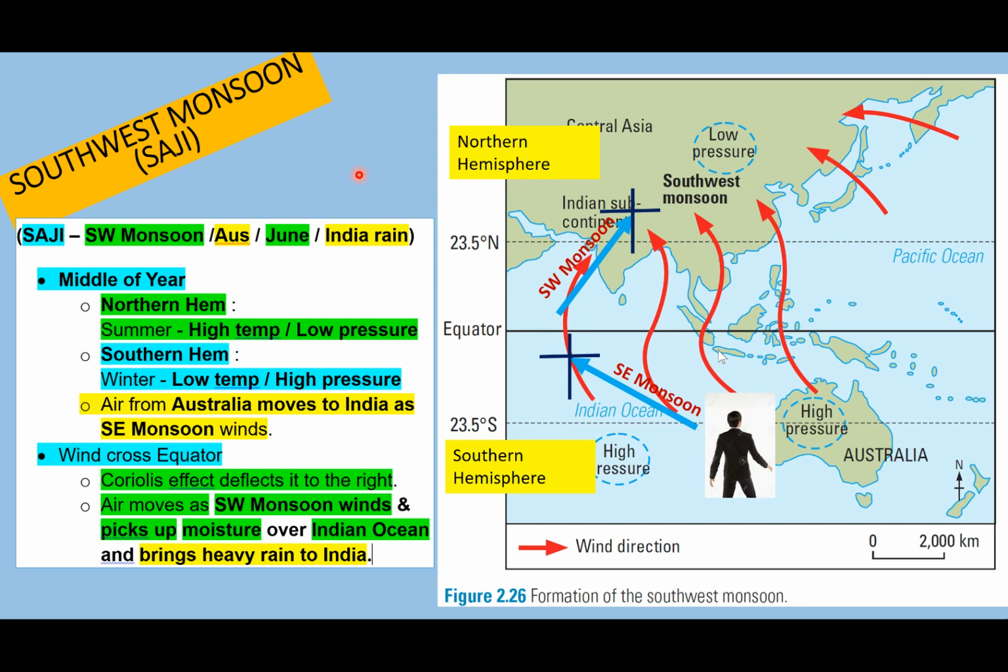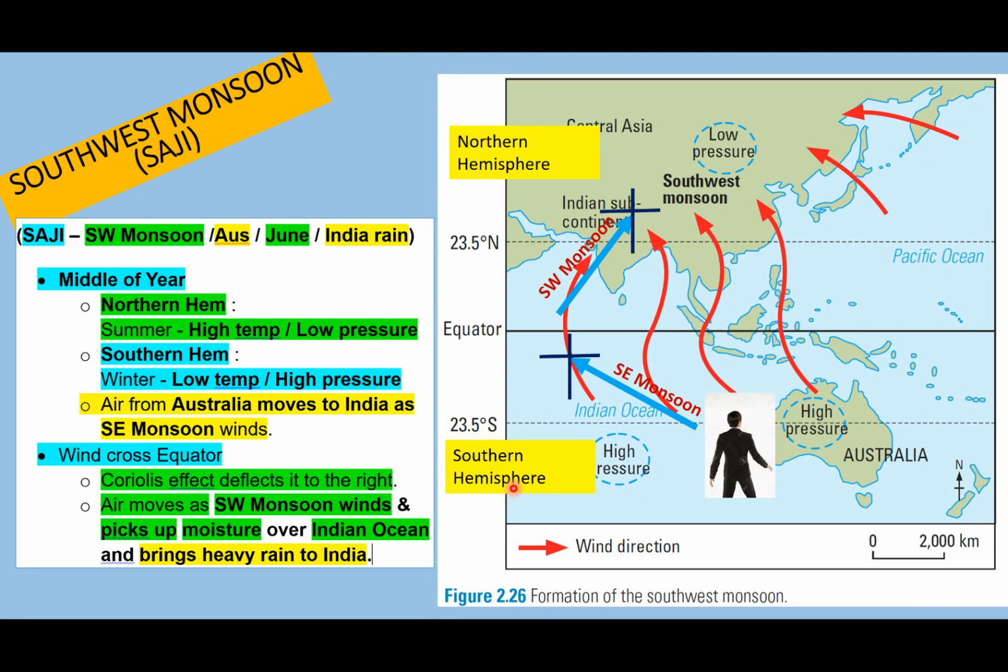Southwest monsoon. SAGI. S stands for Southwest monsoon, A stands for Australia, J stands for June, and I stands for India rain. In the middle part of the year, the northern hemisphere is having summer, and the southern hemisphere is having winter. So northern hemisphere during summer, the temperature will be high and the pressure is low.